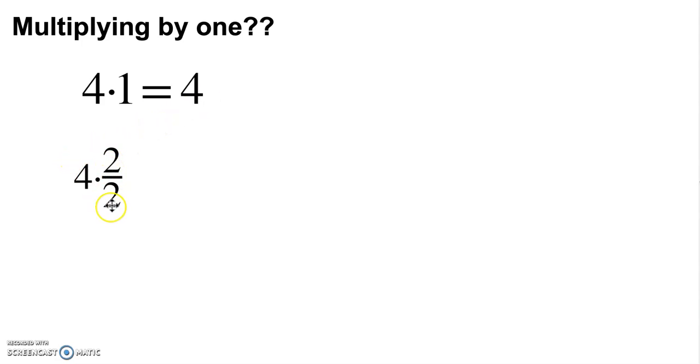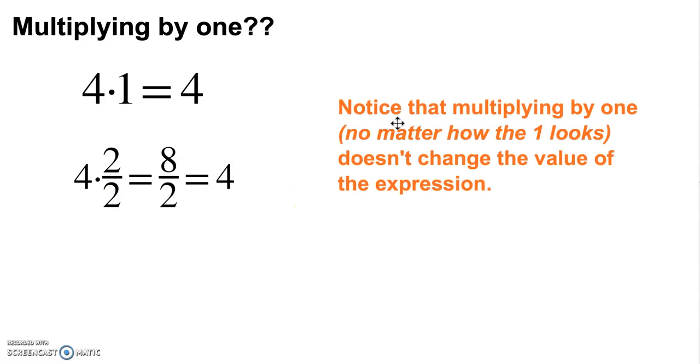4 times 2 over 2. I'm still just multiplying by 1. My 1 just looks different. So that becomes 8 over 2, which is still just 4. I really just multiplied by 1 here. So notice that multiplying by 1, no matter how the 1 looks, doesn't change the value of the expression.